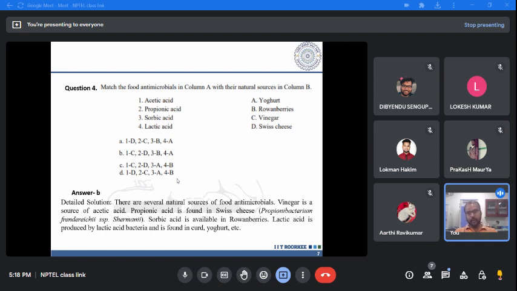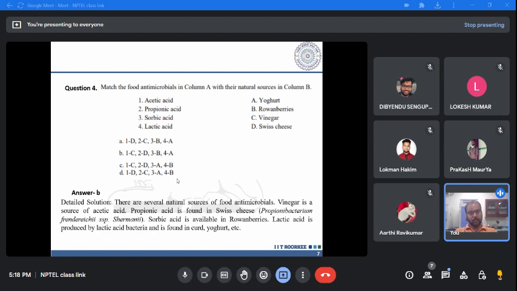So if you know lactic acid or sorbic acid, then you can find out. Suppose you don't know sorbic acid, you can go to lactic acid, and yogurt contains lactic acid. So you can connect like this. Now like this you can eliminate answer C, and your final answer will be B.